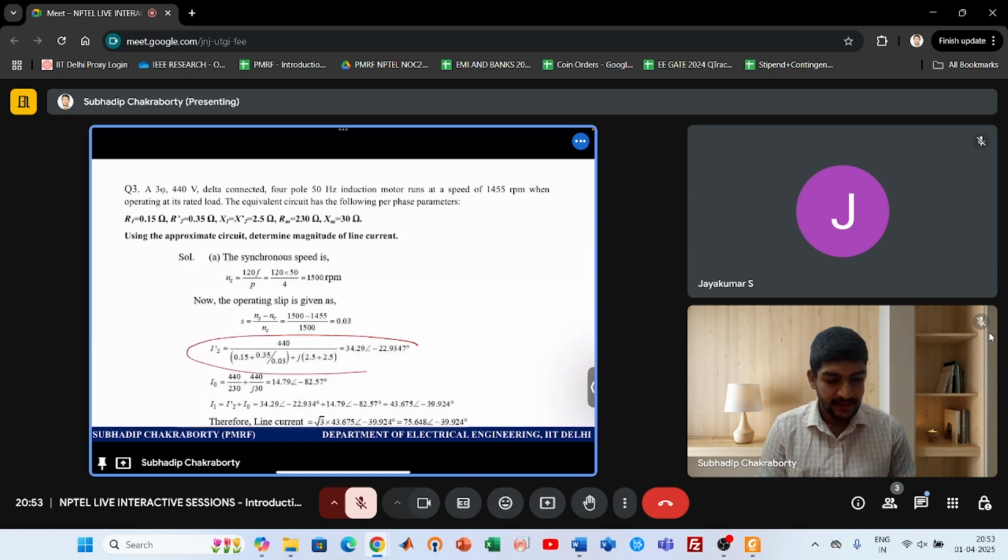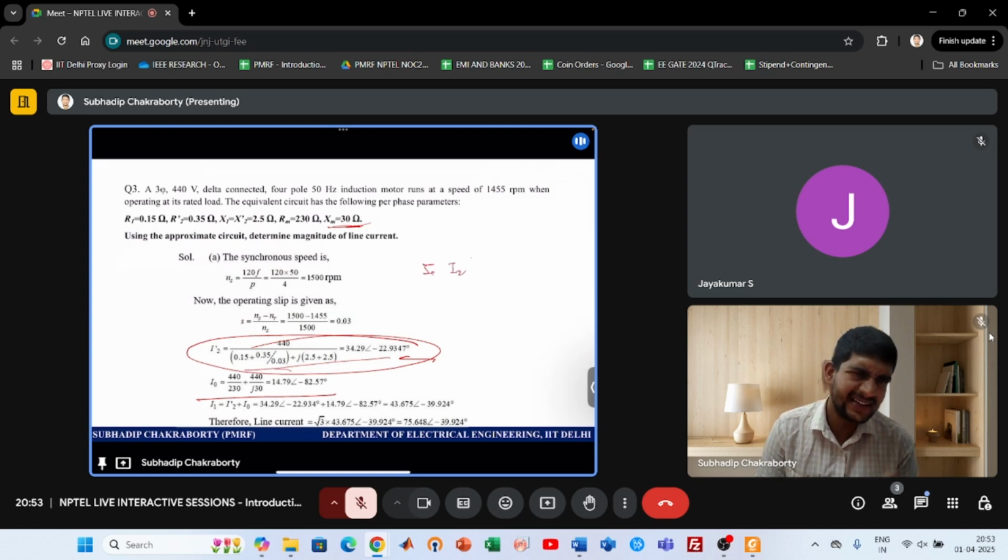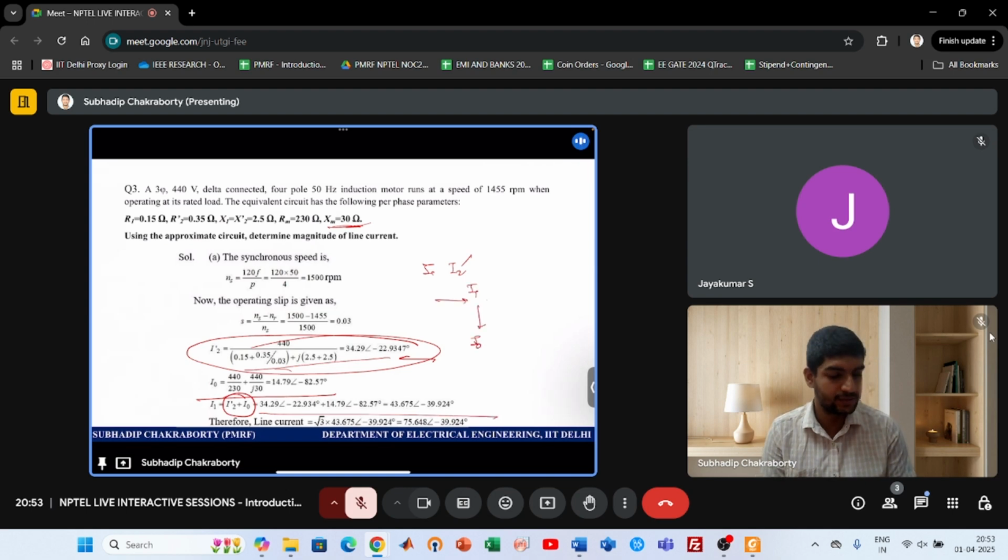Similarly here, you calculate the total current. So I1 and I2 dash may be written synchronously, right? They are all the same. I1 is I2 dash plus I0, and then you can calculate. Same circuit, right? This is called I1, then I0 will go here, then I2 dash. If I0 is considered, then I1 is I0 plus I2 dash.